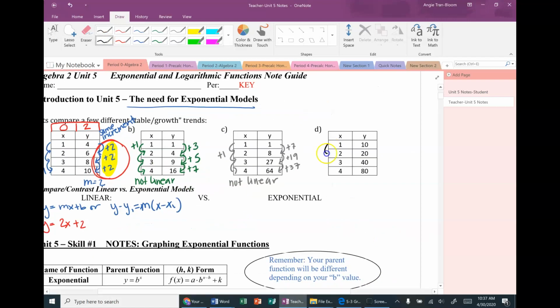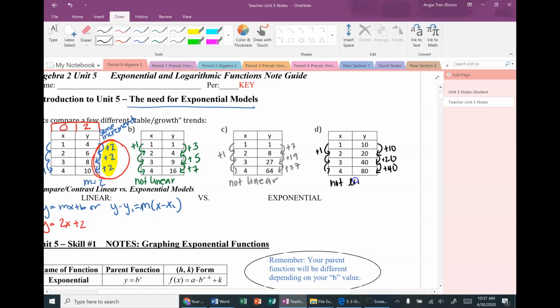D, again, the increment in X, they are all the same. They are 1 unit addition. The increment on Y, let's check that out really quickly. I'm going to add 10 here. This is 20. And from here to here, this is going to be adding 40. Okay, so that's not linear either.